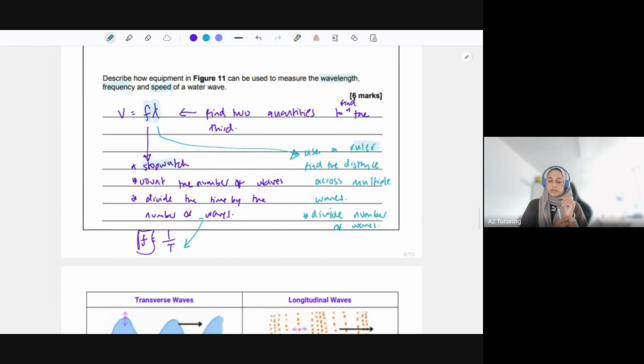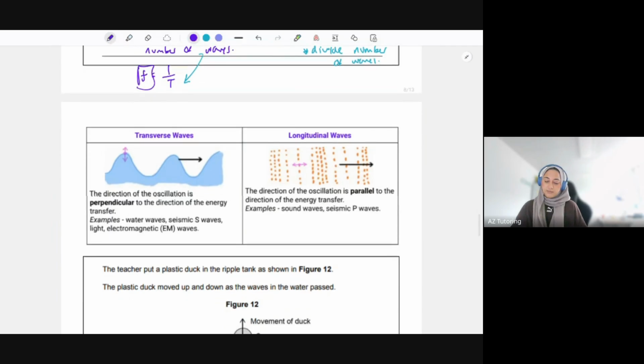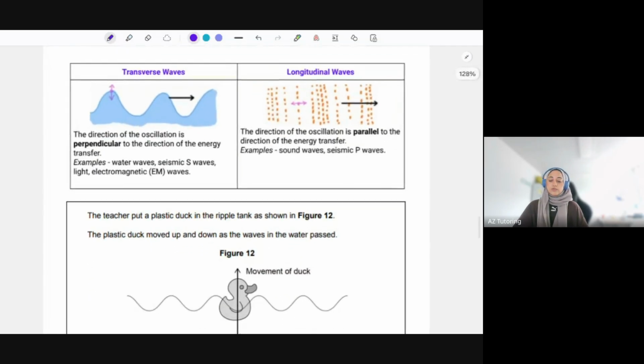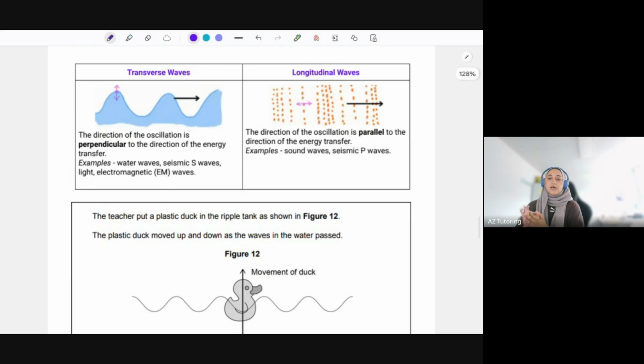I've kind of summarized that there, but they're good 6 markers. You don't want to be losing marks on them. Okay, make sure you know the difference between transverse and longitudinal waves and what each of them are. So these two are your keywords here. I'm going to highlight them. And make sure you know examples of each of them as well. So for transverse waves, the electromagnetic waves are the main example. And it's sound waves for longitudinal waves.